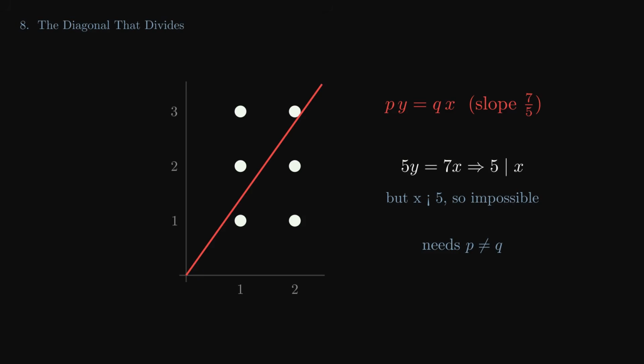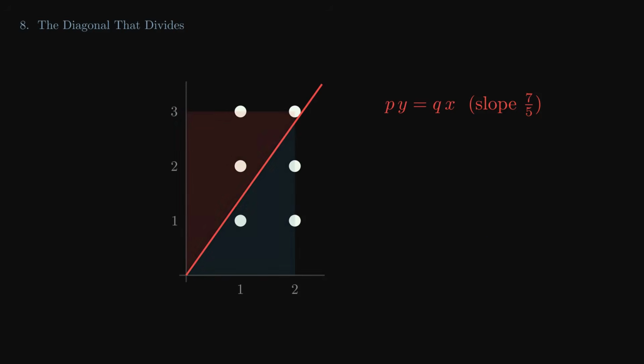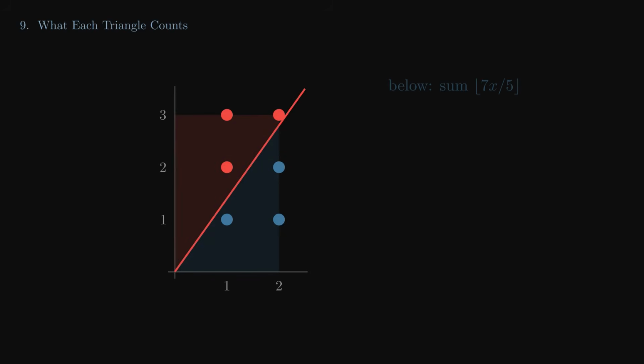Now the diagonal has carved the rectangle into 2 triangles. Below the line sits a lower group of dots. Above the line sits an upper group. Count them. 3 dots below, 3 dots above. 3 plus 3 is 6, the whole rectangle, with nothing missed and nothing counted twice. Everything now depends on what those 2 triangles are secretly counting. Look at the dots below the diagonal, column by column.